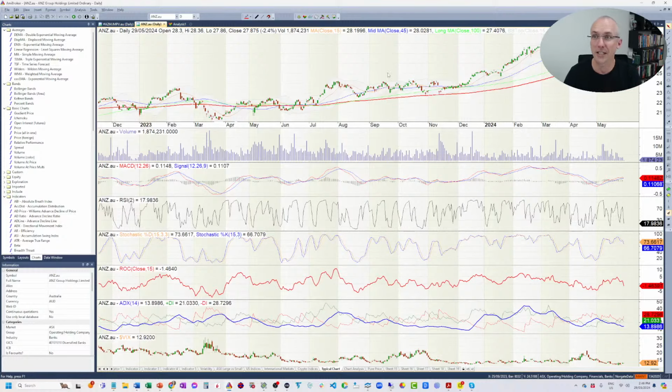So on this chart, you can see I've got the price chart at the top, I've got a long-term 200-day moving average, I've got a 100-day moving average, I've got a Bollinger Band, underneath I've got volume, I've got MACD, I've got RSI, I've got stochastics, I've got rate of change, I've got ADX, and I've got the VIX just for good measure. I don't know why I've got the VIX on an Australian chart, but anyway, it's there.